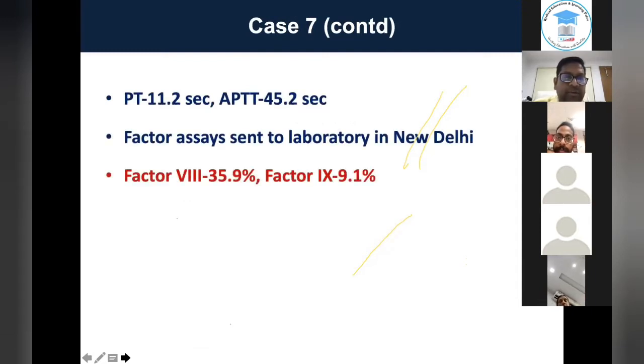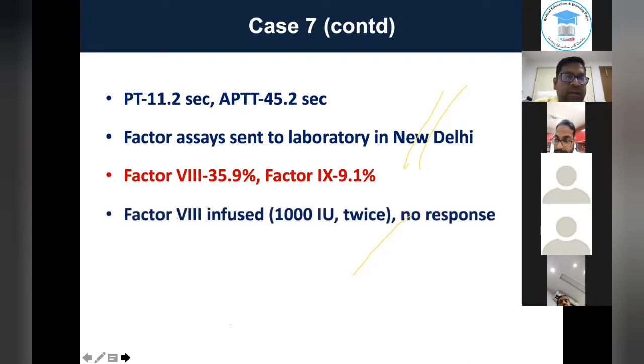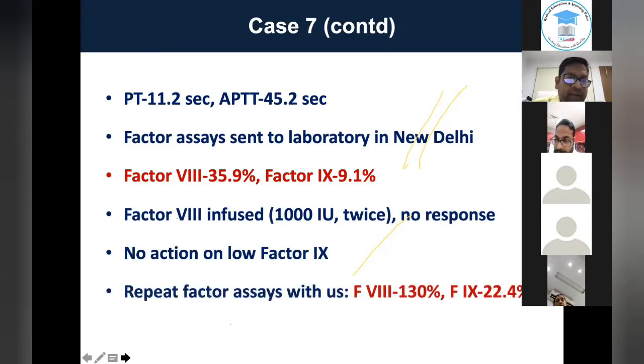Factor assay was sent to an outside laboratory in New Delhi from Odisha. Factor VIII levels were 35.9 and factor IX was 9.1. So factor VIII was infused, but there was no response. Surprisingly, no action was taken for factor 9 deficiency or low factor 9. A repeat factor assay performed in our center shows that factor VIII was 130 and factor IX was 22.4.